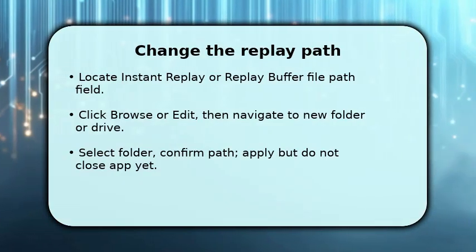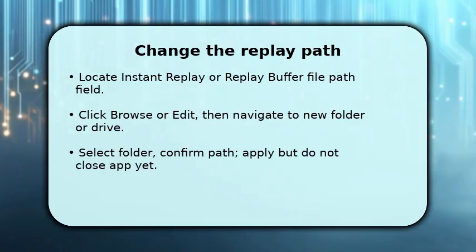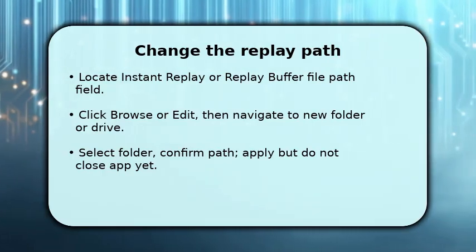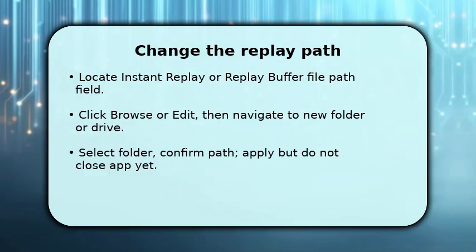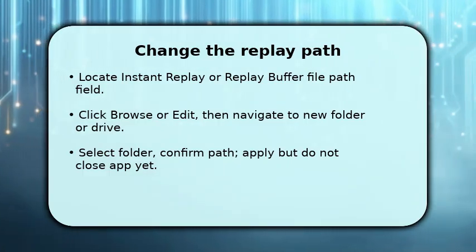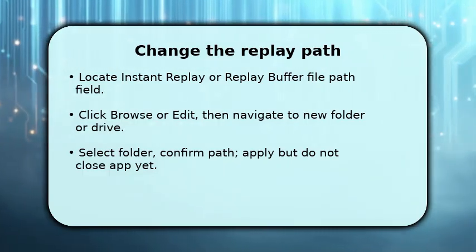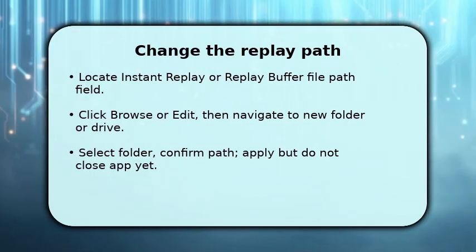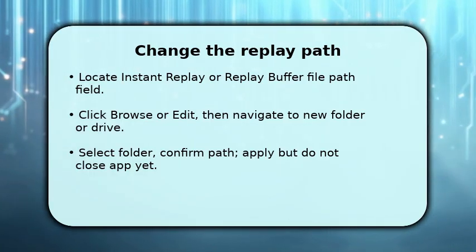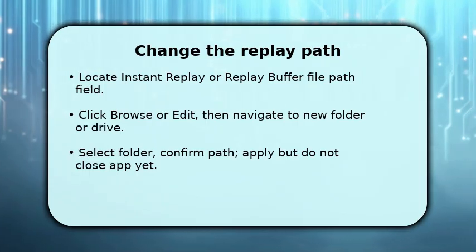Now you actively change the path. Find the Instant Replay or Replay Buffer path field and click Browse or Edit. Choose a folder on a fast drive, SSD if possible, for lower latency and smaller write delays. Pick or create a folder, then confirm selection. Make sure the app shows the new path exactly.